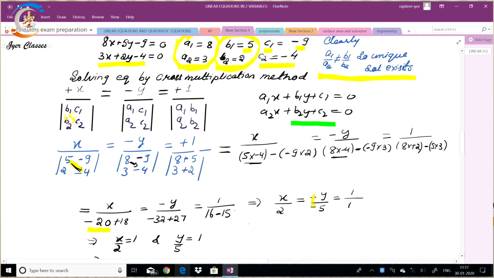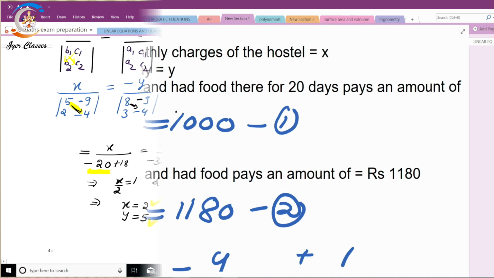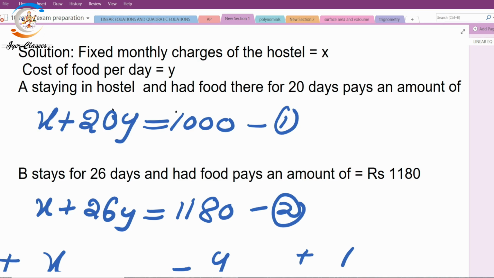देखो यहाँ पर अपन दोनों को प्लस कर सकते हैं and that is equal to 1. So x by 2 which is equal to 1 and y by 5 is also equal to 1. So हमने जब x और y की वैल्यू निकाली तो x की वैल्यू मिल गई 2 और y की वैल्यू मिल गई 5. This is your final answer. Right? Okay. Next question we have got a word problem.